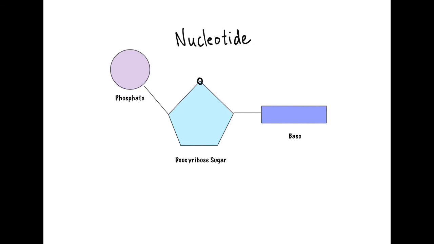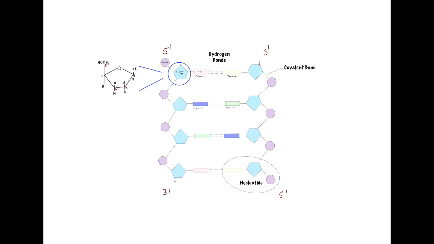So we have our little circle here, which represents phosphate, our deoxyribose sugar, little pentagon there, and then this little rectangle here represents a nitrogenous base, which would be adenine, which would be pairing with thymine, or cytosine, which would pair with guanine. And on the next slide, we will talk about how they're arranged when they are in the strands of DNA.